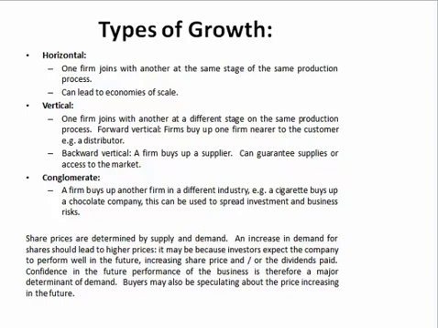Forward vertical: firms buy up one firm nearer to the customer, for example a distributor. Backward vertical: a firm buys a supplier and can guarantee supplies or access to the market. Conglomerate: a firm buys another firm in a different industry, for example a cigarette company buys up a chocolate company. This can be used to spread investment and business risk.